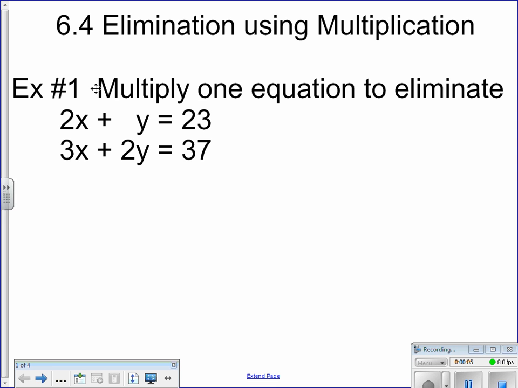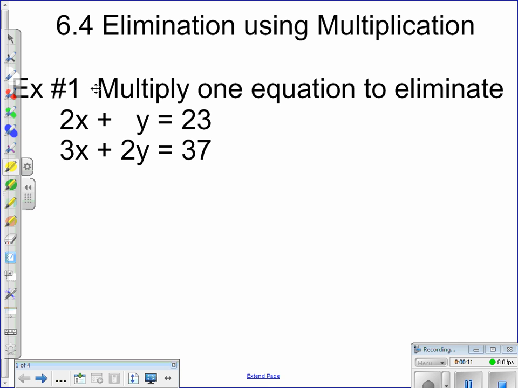Lesson 6.4, Elimination using Multiplication. Today when we do elimination, you need to notice that the x and the y do not have the same coefficient. So in order to fix that, we're going to use multiplication.